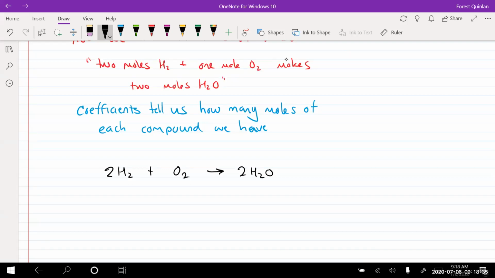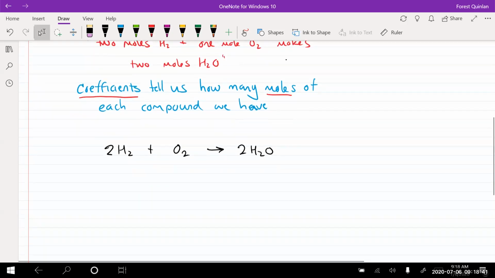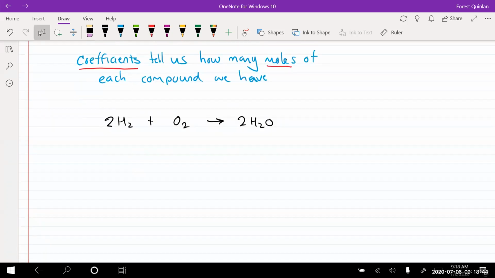Now the coefficients are the number of moles. So if we look at this equation, two hydrogens plus an oxygen make two waters. That means for every 2 moles of hydrogen, we need 1 mole of oxygen, and we'll make 2 moles of water. This allows us now to actually set up ratios of each of these in relation to another.